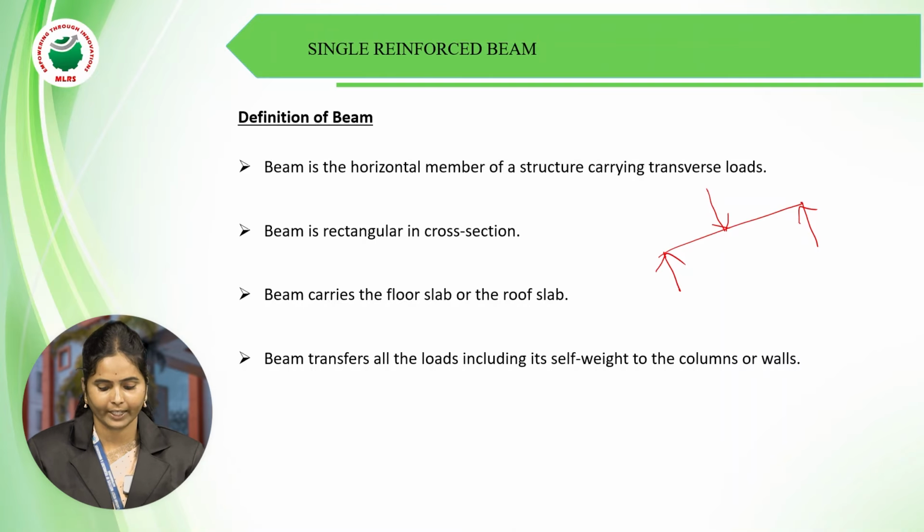A beam is rectangular in cross section. The beam carries the floor slab or the roof slabs. The beam transfers all the loads, including its own, to the columns or walls.